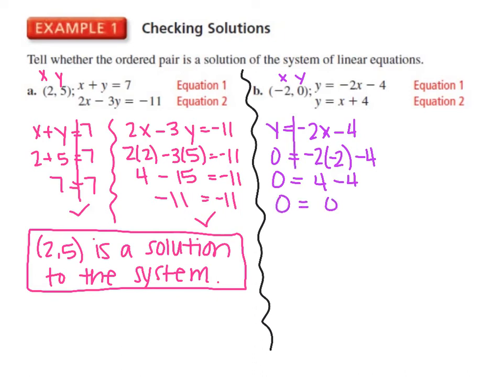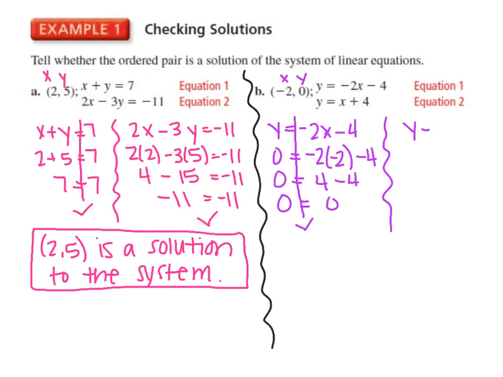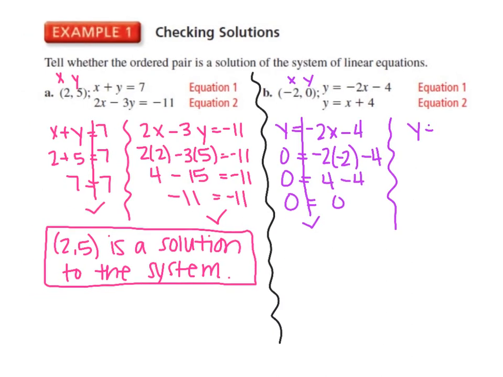So again, remember, we're not moving anything from one side to the other. We're just finding the answer on each side and making sure that it's the same. So that equation was true. What about in my second equation? y equals x plus 4. If I put in 0 for y, negative 2 for x, I get 0 equals, well, what is negative 2 plus 4? It's 2. Does 0 equal 2?